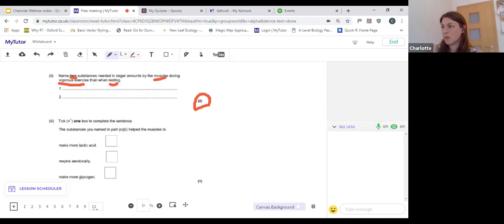Well done, loads of people putting the right. Yes, well done, Hayden. It's one of them. Great, loads of people put those in, brilliant. And then finally, we'll reveal the answers on the next page, but one more. So tick 1 box to complete the sentence. The substances you named in part C, 2, which is what you've just talked about up there, helped the muscles to: make more lactic acid, respire aerobically, or make more glycogen.